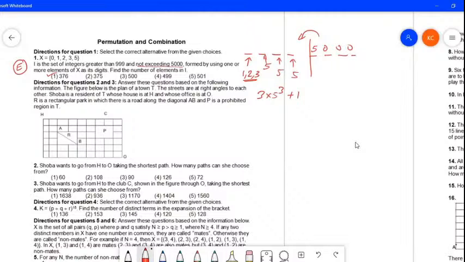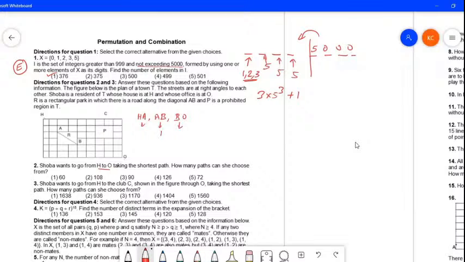So here, if you have read the question, what we want to find is Shobha wants to go from H to O taking the shortest path. H to O she has to go, and in the shortest path AB has to be there because the diagonal is shorter compared to the edges. So she has to go through AB. What Shobha has to do is H to A, then A to B, and B to O. So that is the path Shobha will take. How many paths can she choose from? This part is obviously one, and we need to find the other two.